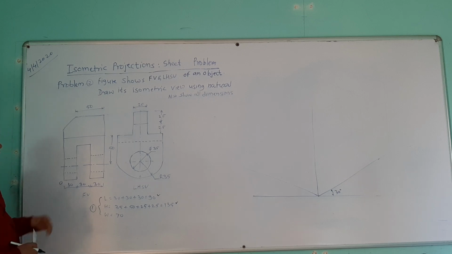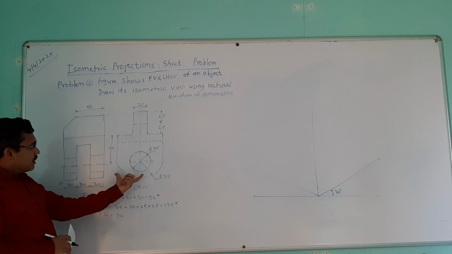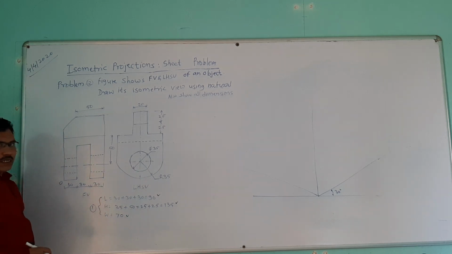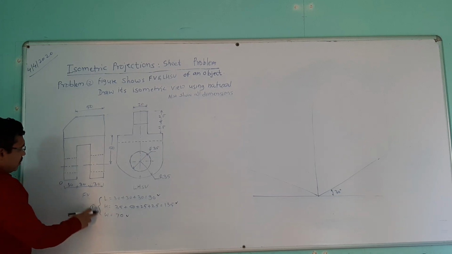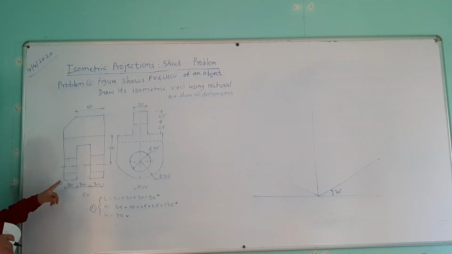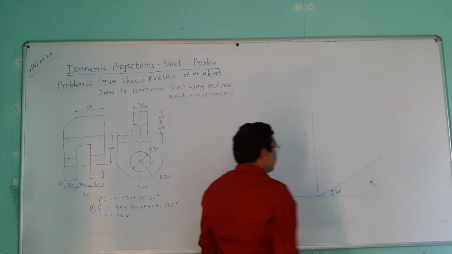Then the width dimension. You will get the width in the side view. R35 means the diameter of this is the width, so 35 plus 35, 70 is the width dimension. After getting these three dimensions, you have to construct three isometric planes. As the origin is given at the lower left corner, you have to construct this front view on the right isometric plane. So this right isometric plane is the plane for the front view.